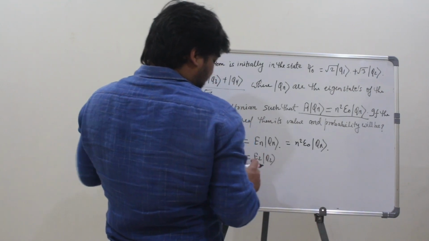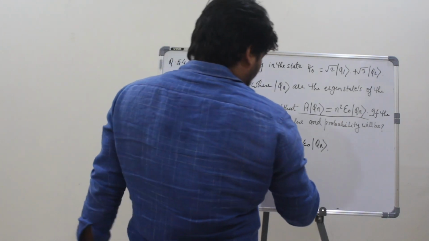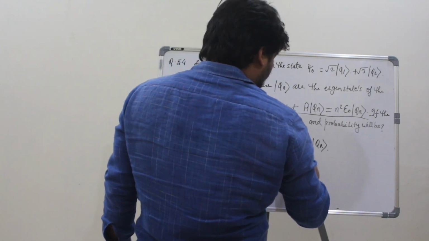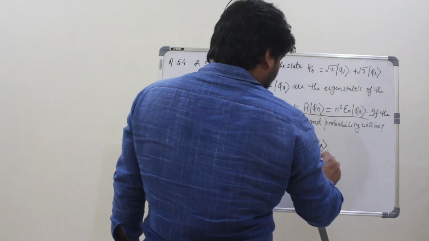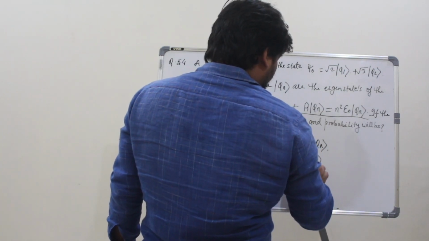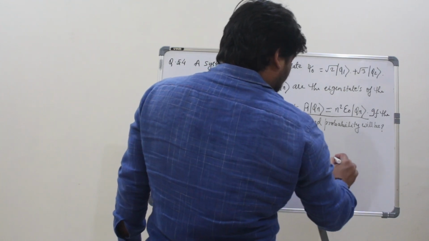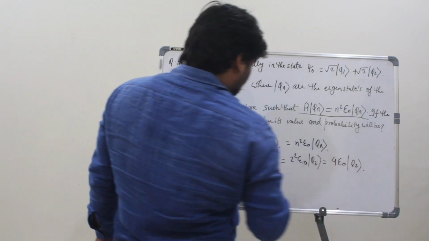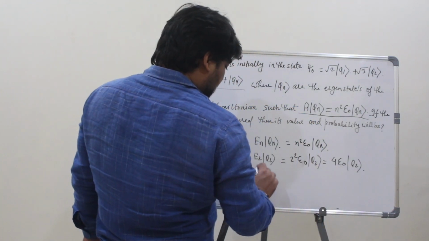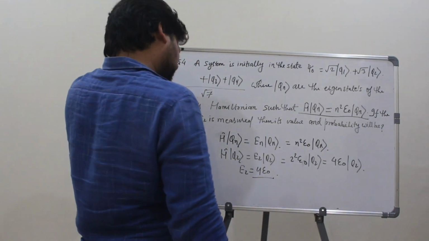So E2 corresponds to phi 2, which is equal to 2 square times epsilon naught phi 2, which is nothing but 4 epsilon naught phi 2. So E2 is nothing but 4 epsilon naught. This is one simple thing.